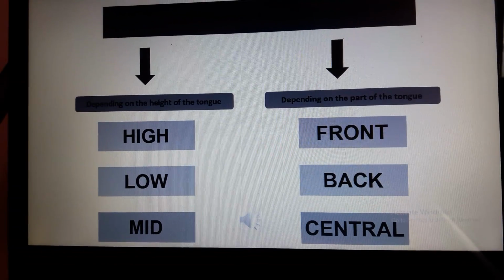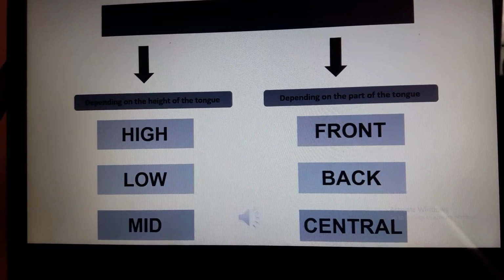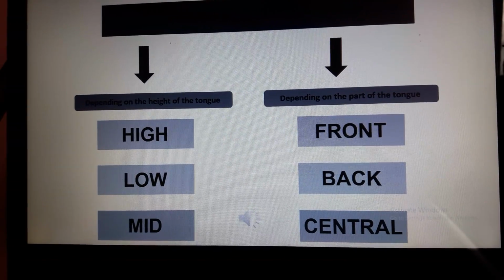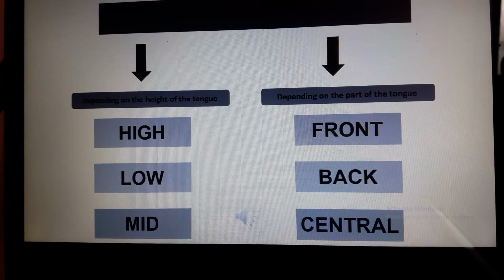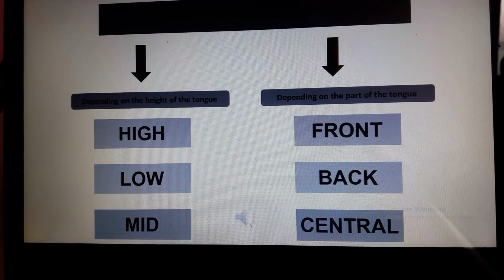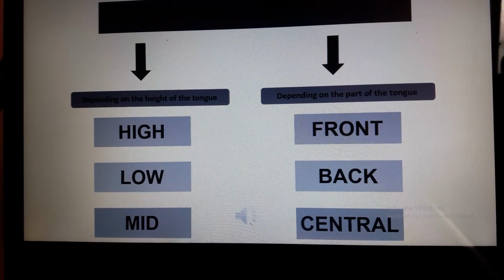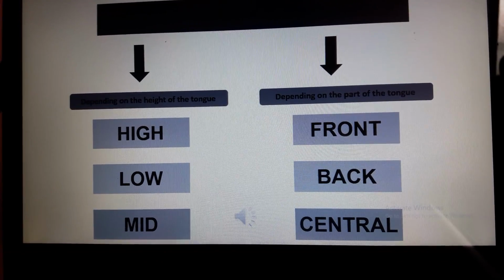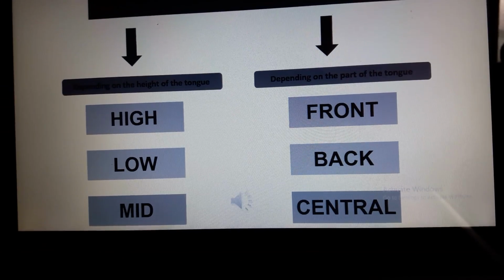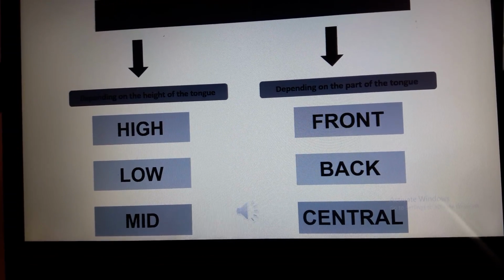And the last is when the front part of the tongue is raised toward the back part of the hard palate. The vowel is called central. For example: about, much, or nurse. Low vowels: land, tall, or dog. And the last is when the tongue occupies the position intermediate between the high and the low one. The vowel is called mid.